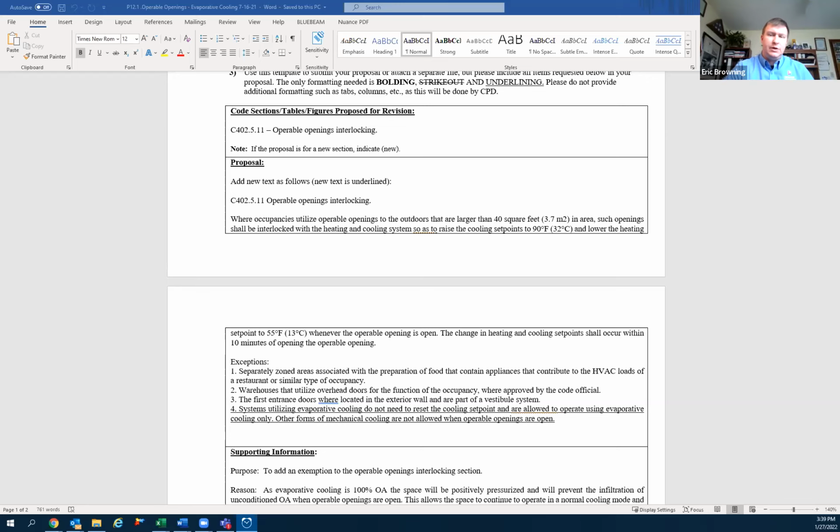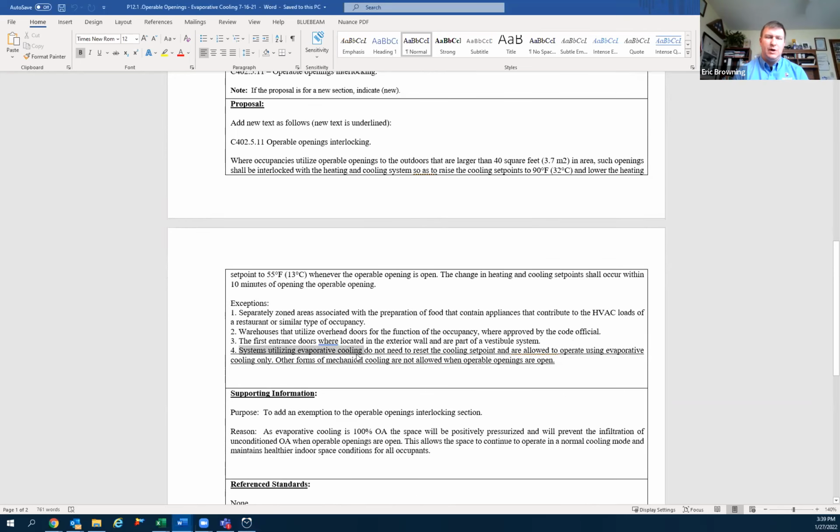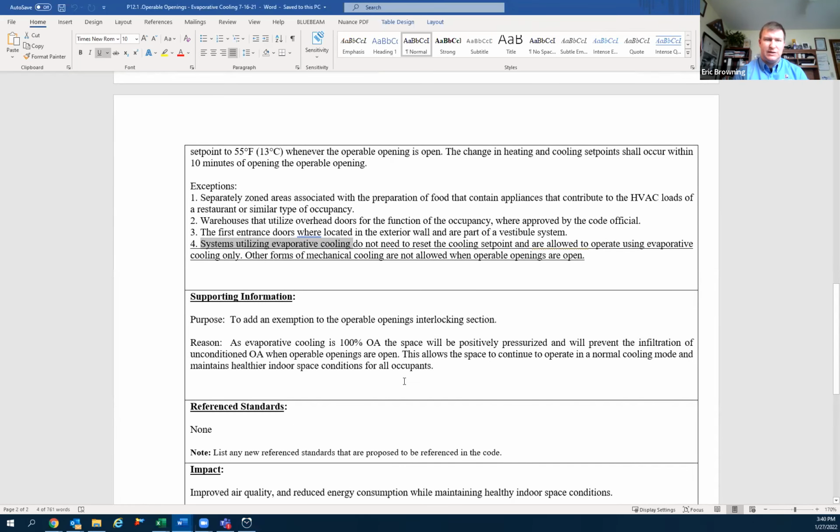Just a question to the proponent. The exception uses the term systems utilizing evaporative cooling. I'm wondering if we shouldn't be speaking to the system in this exception, but rather talking about the tenant spaces with systems that use evaporative cooling. Maybe it's just a matter of semantics, but I'm curious about your thoughts on that.